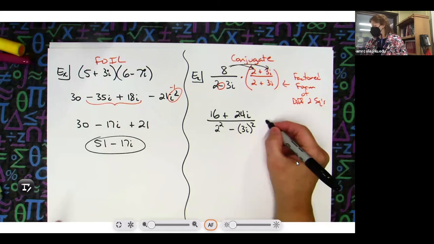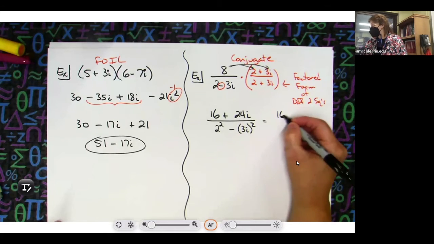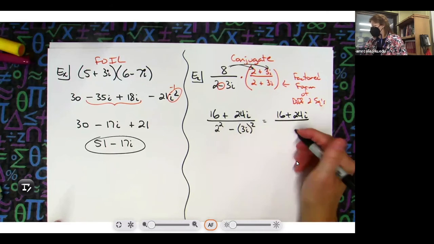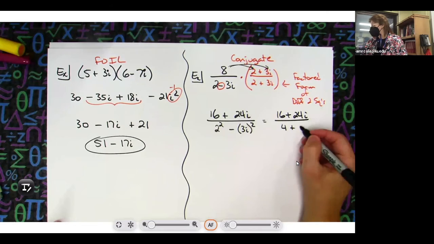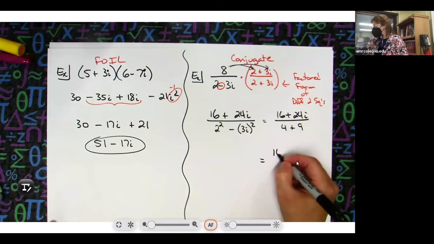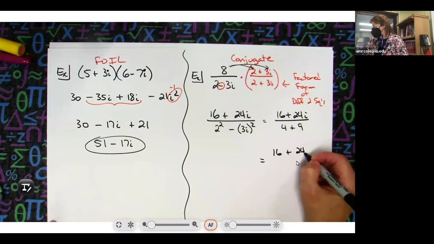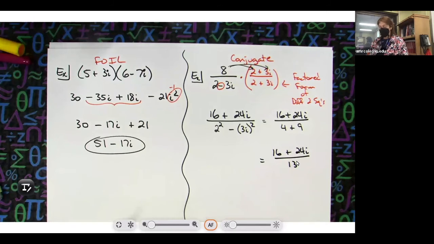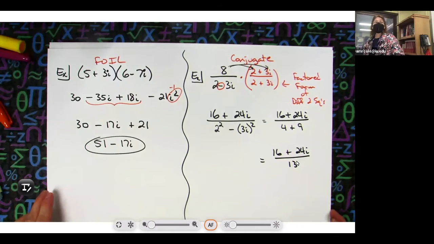Okay, so on top, 16 plus 24i, this is going to be a 4. So 4 plus just a plain old 9. 9 and 4 is 13. So 16 plus 24i all over 13. Now, honestly, did I do that right? I see nothing wrong with leaving it just like that.